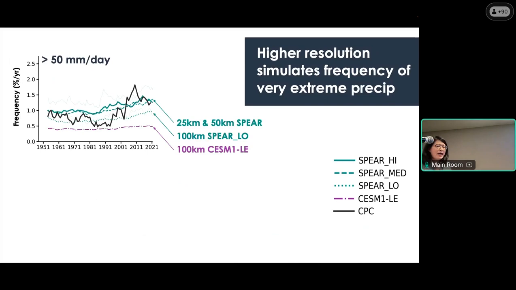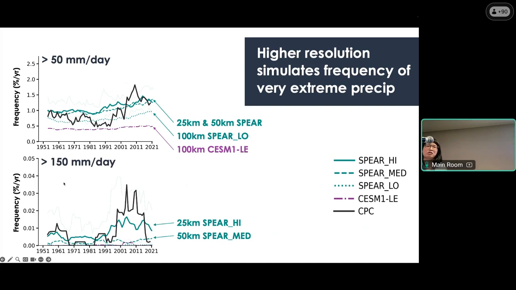And for very extreme precipitation, for example, we use 150 millimeters per day to select events. For this region, this is like a hurricane type of event, 99.9th percentile events. Only the 25 kilometer SPEAR-high can simulate comparable frequencies compared with observations. So these are some good sides of models: if we have higher resolution models, not even cloud-resolving models, just 25 kilometers, we can simulate some very extreme precipitation events. But of course, there are some bad sides.